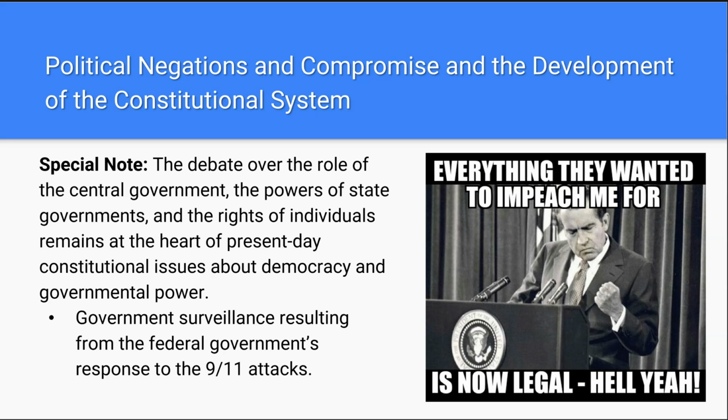So the debate over the role of the national government, the central government, and the powers of the states' governments, the rights of individuals, continues in the 2000s to be the heart of the constitutional issues about democracy and governmental power. For example, governmental surveillance resulting from the federal government's response to the 9/11 attacks. The Patriot Act, for example, increased invasion, in the minds of many, into the privacy interests of individuals.